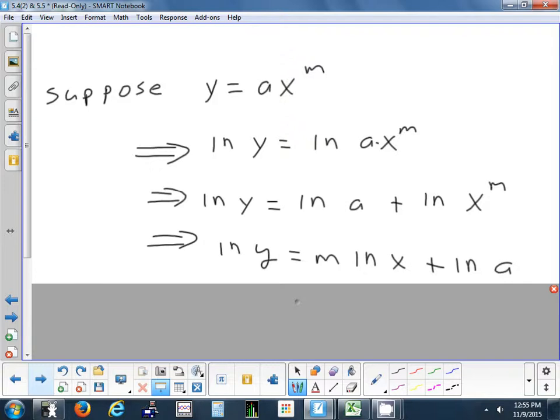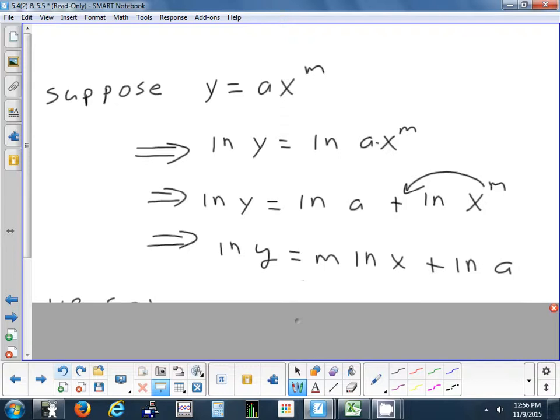Right. So what I did is I split it as ln a plus ln x to the m. Now I can put that exponent in front. The only way I could put it in front the way I was going to do it originally is if I had this, where both the a and the x were raised to the m power. Then I could put it in front. But because it's just x to the m power, I need to split it first and then move it.